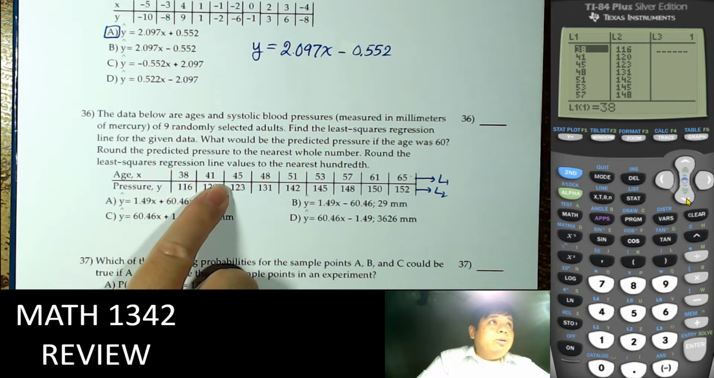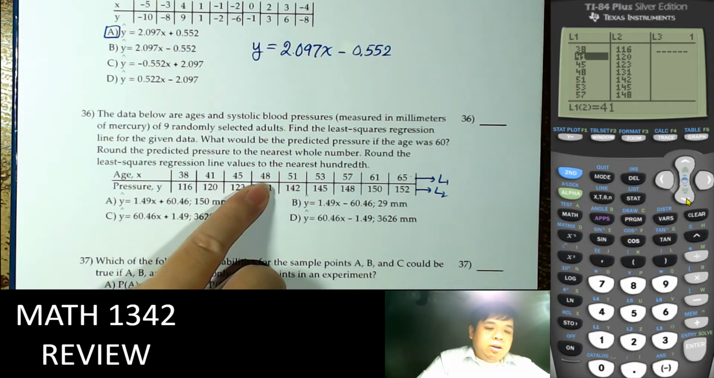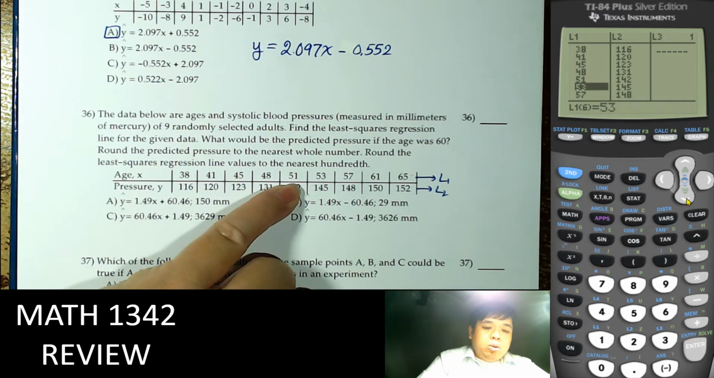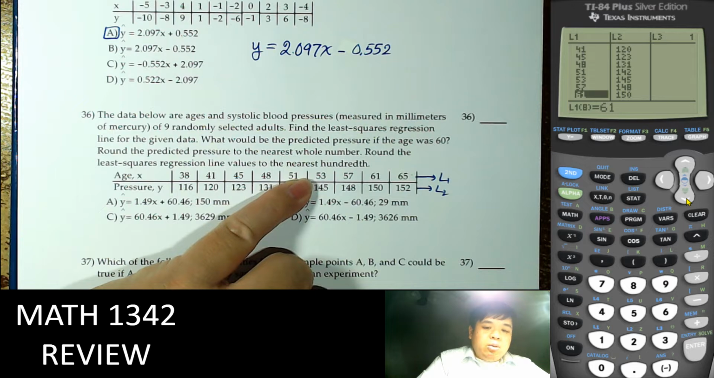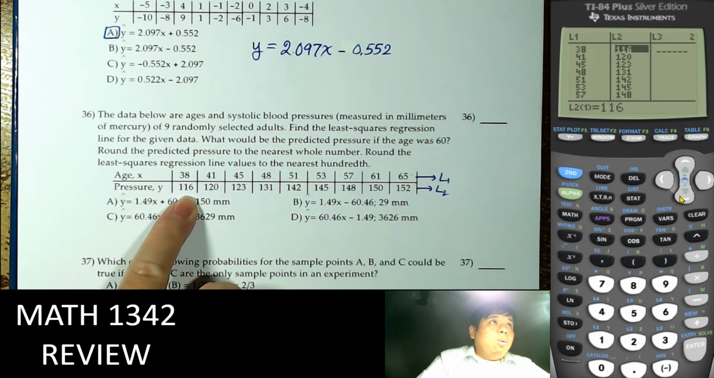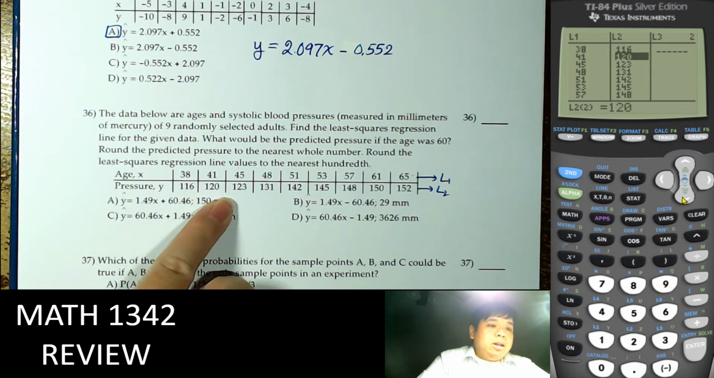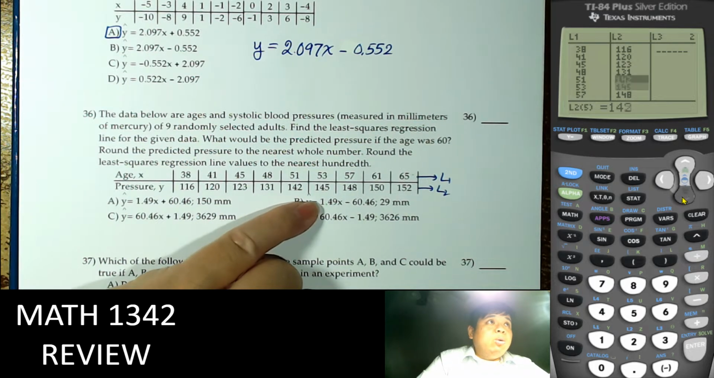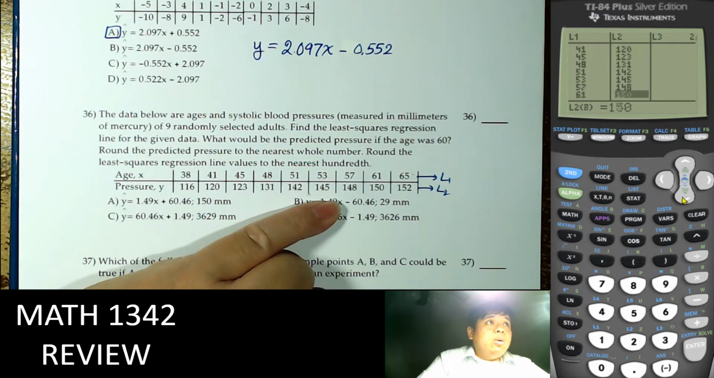$38, $41, $45, $48, $51, $53, $57, $61, and $65. 116, 120, 123, 131, 142, 145, 148, 150, 152.